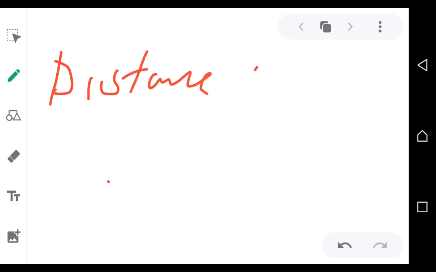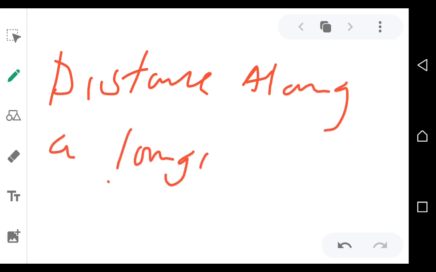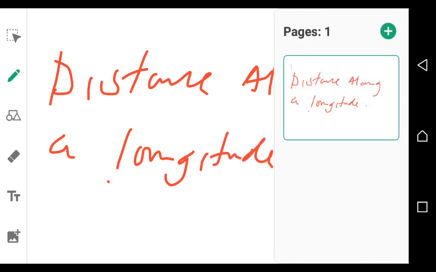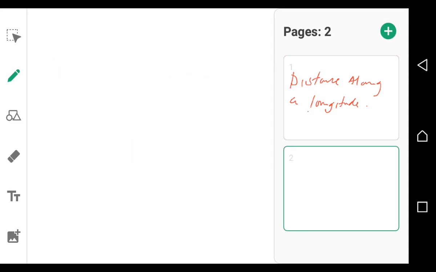Today we're going to learn how to calculate the distance. It comes in paper 2. The distance along a longitude. Since I'm teaching you how to write exams, I'm just going to go direct to the main things.